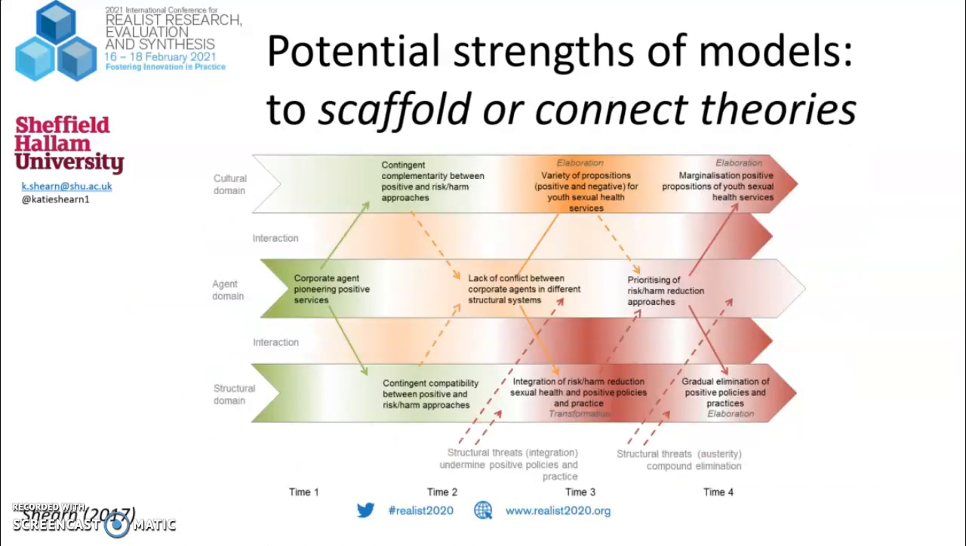A final strength of the models that we see is that they help connect or scaffold deeper explanatory theories. I've taken an example here from my PhD work, where I was looking at theories operating in the cultural, agential and structural domains to explain the usage of positive models of sexual health services. Here I was interested in a historical perspective, and so they were used to identify important changes in the context over time.